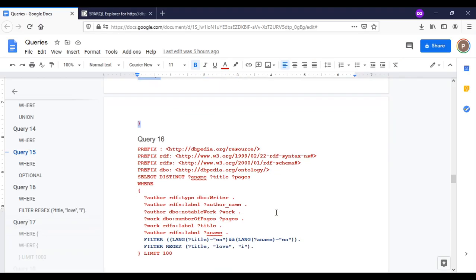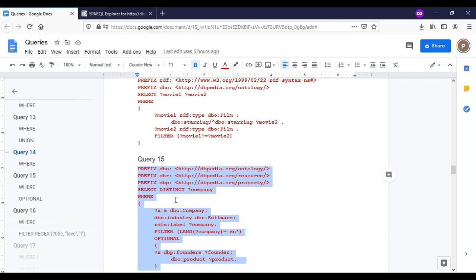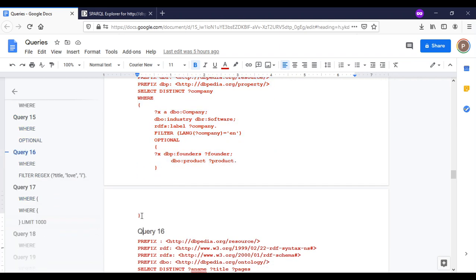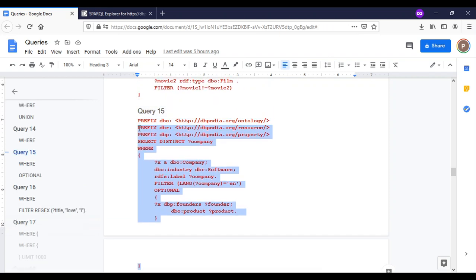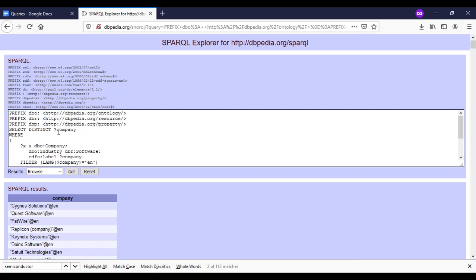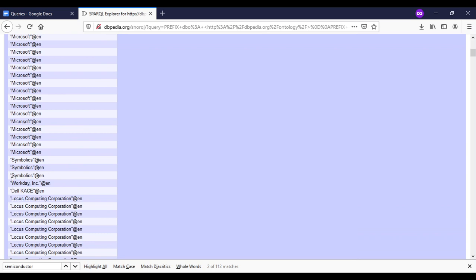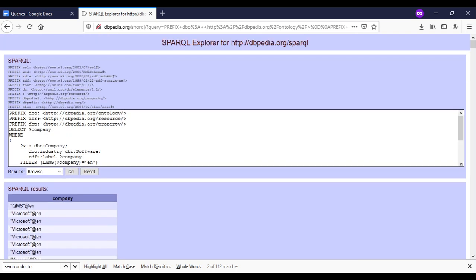Let us first select the query. So yes, this query is already selected. So let's copy this and put it in here. Okay. So let us first remove this distinct keyword. If we remove this distinct keyword and then fire this query, what we can see is that we have got repetition of Microsoft many a times. We have repetition of, say, Symbolics many a times. So this is what we don't want.